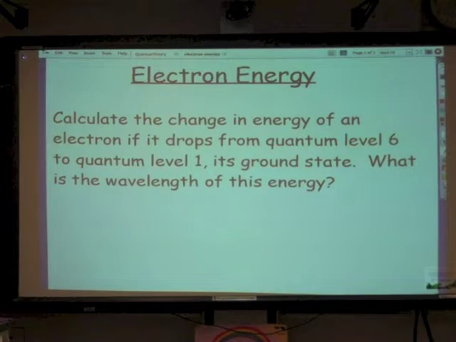which is its ground state. And then what is the wavelength of the energy that it emits as it's dropping from quantum level 6 to quantum level 1?